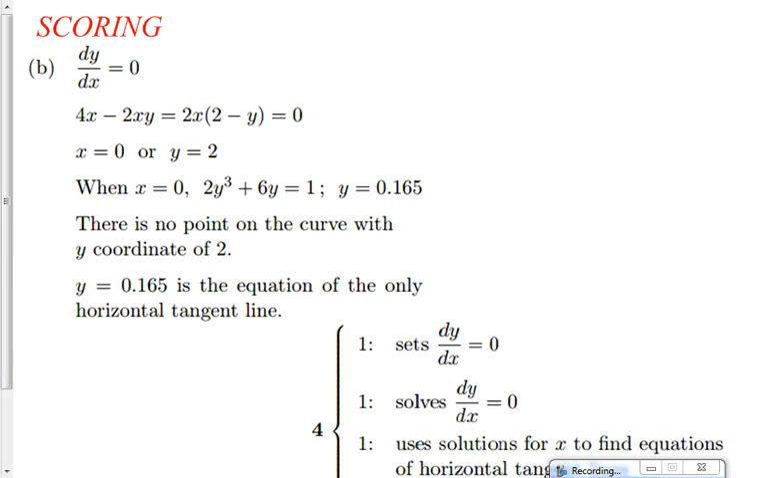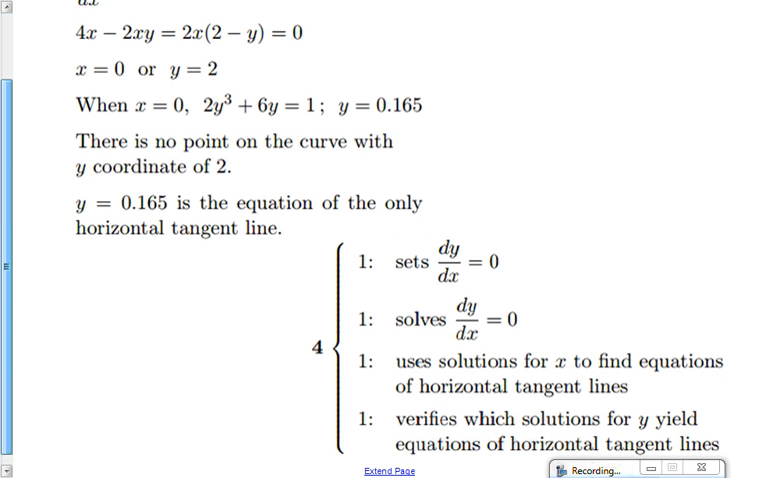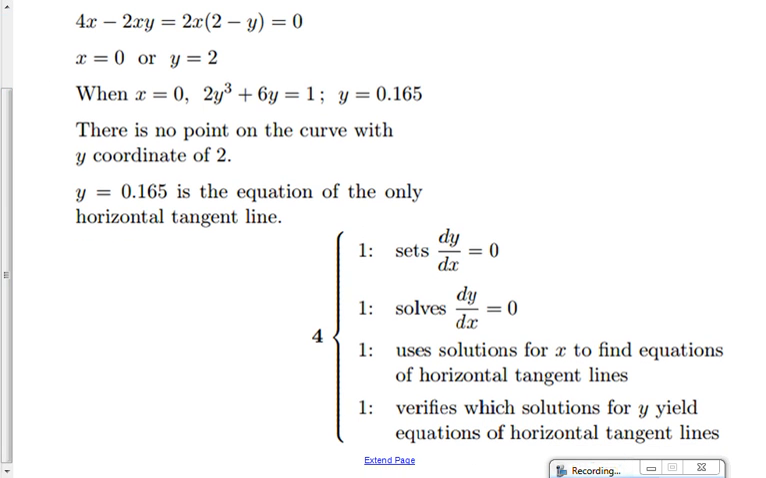And there are marks. Here's the mark scheme. There are marks associated with the fact that one of those doesn't give you a tangent line. Okay? One of them doesn't give you a horizontal tangent. There is no point on the curve with y coordinate 2. All right? Guys, it gets better. It can't get worse.